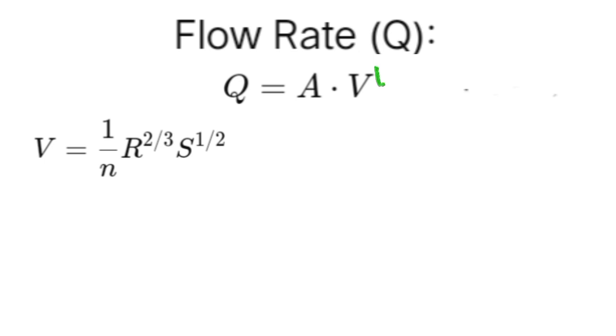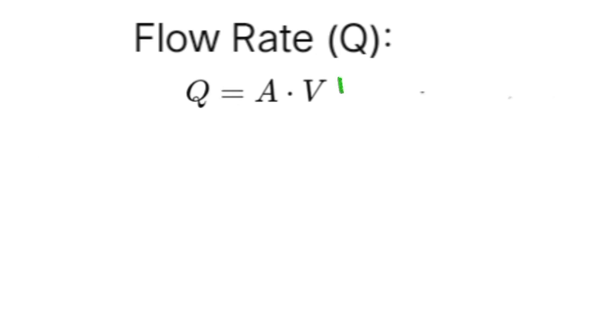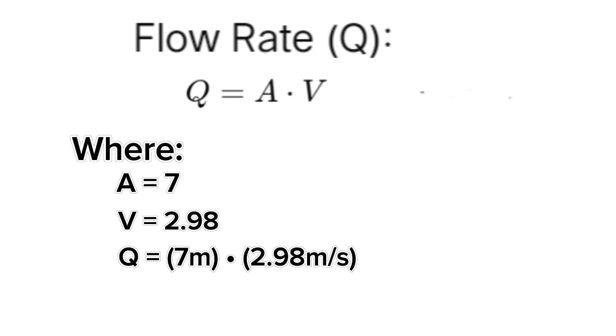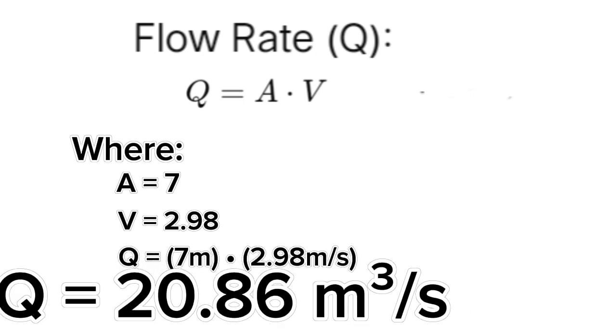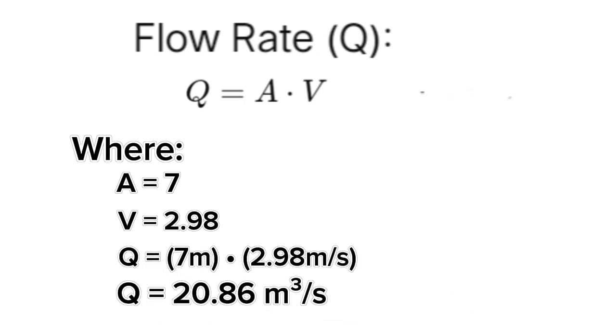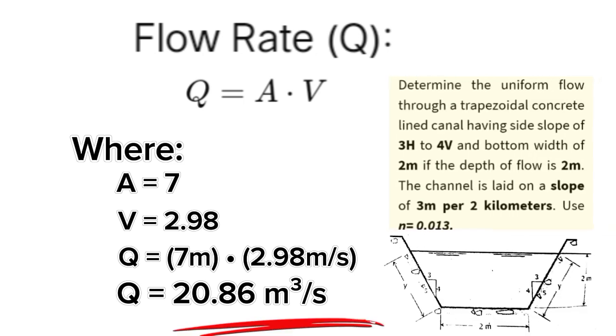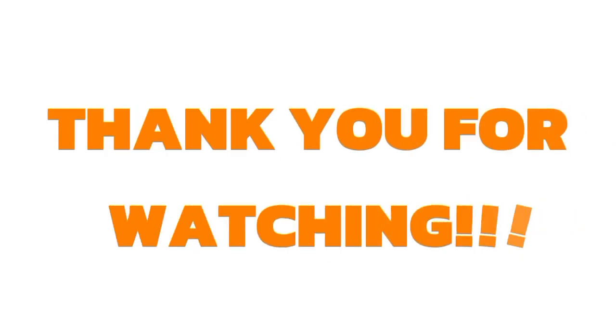So now, we have the value of our velocity, and we can finally solve for our flow rate, where Q is equal to the product of our area and velocity. Plugging in the values, we have the area 7 multiplied by the value of our velocity, which is 2.98 meters per second. In solving this, we have Q equal to 20.86 cubic meters per second. So, the flow rate for the given trapezoidal channel is 20.86 cubic meters per second. By understanding each step and the corresponding formulas, we can solve similar problems for any trapezoidal channel flow scenario.